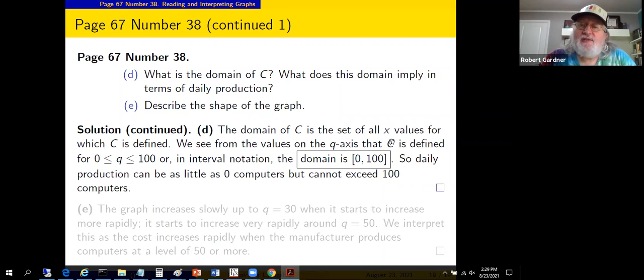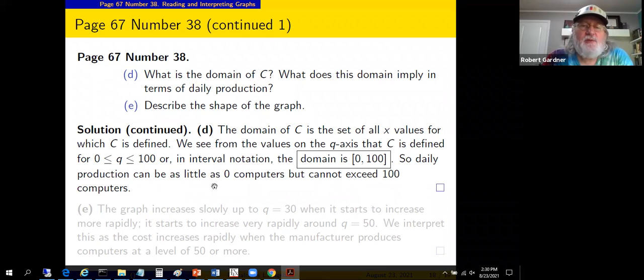The domain of C is the set of all X values, Q values, for which C is defined. We see from the values on the Q axis that C is defined for Q between 0 and 100, or in interval notation, 0 to 100, square brackets, include the endpoints. The point 0, comma, something or other was on the curve, as was 100, comma, something or other. So the endpoints are included.